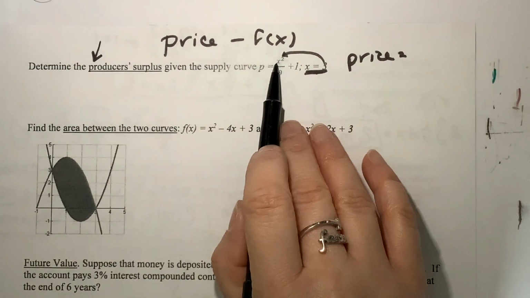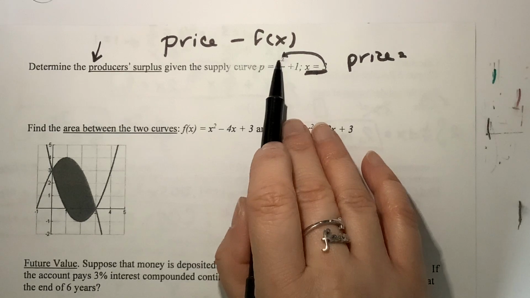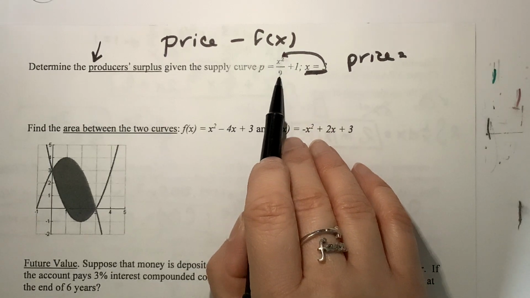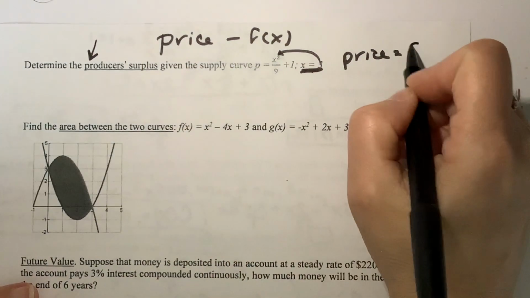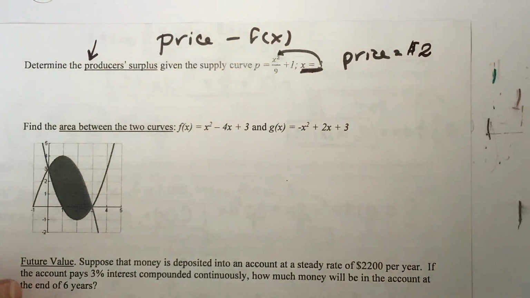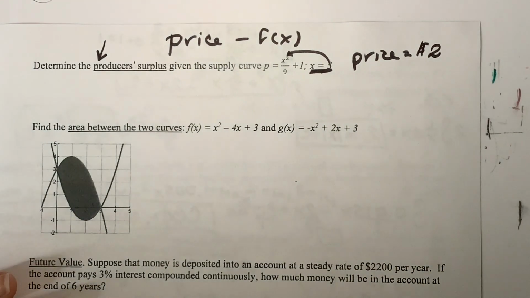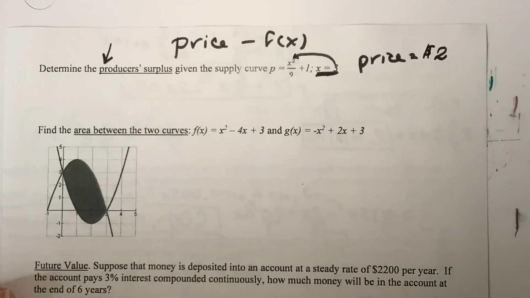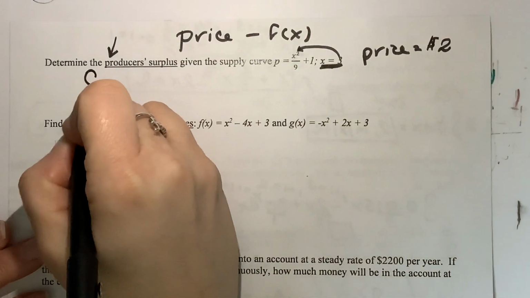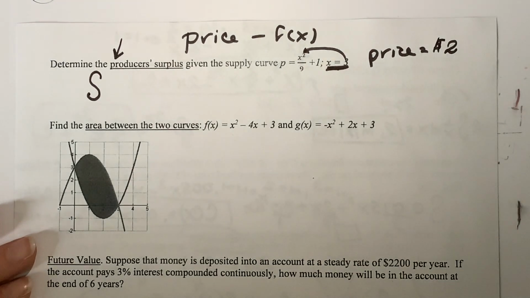If I fill in a 3, 3 squared is 9. 9 divided by 9 is 1. 1 plus 1 is 2. So that store owner is like, yeah, I only got 3 left. I'm gonna put those candy bars at $2 now. Well, let's figure out how much extra money he's gonna make by doing that.